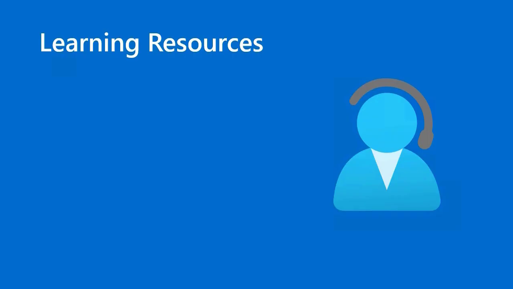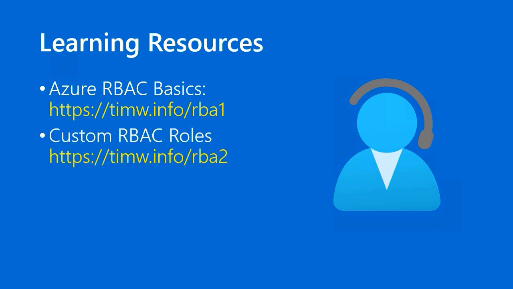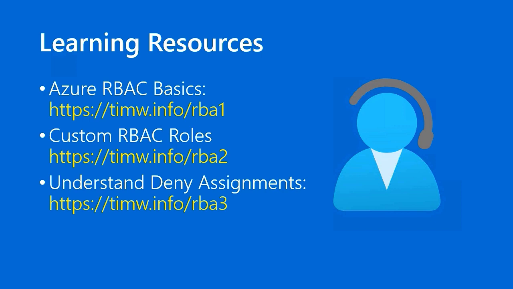Okay, for learning resources in the Azure documentation, first on Azure Role-Based Access Control Basics, hit up timw.info/RBA1. If you're interested in knowing more about how to do custom RBAC roles, go to timw.info/RBA2. And third, if you want to understand a little bit more about the inheritance permission model and how the deny assignment works, go to timw.info/RBA3. And parenthetically, I say, if you find that you're very interested in this security stuff, I want to draw your attention to the Azure Security Engineer badge. You have to pass the AZ-500 certification exam to earn that one, or the Azure Administrator badge, which is AZ-104.